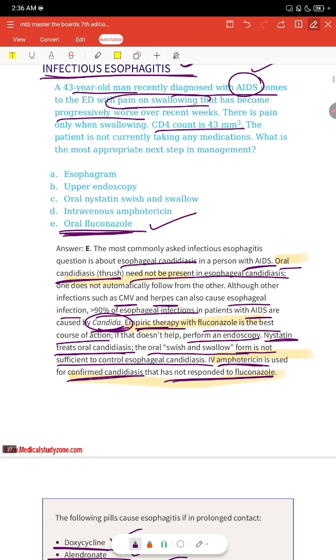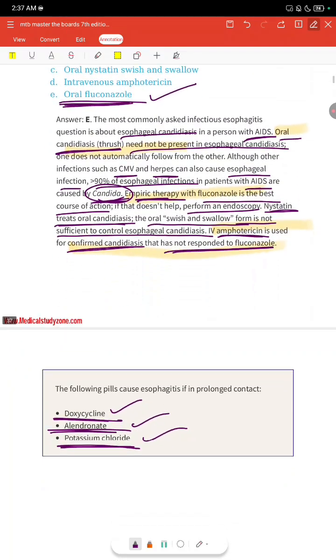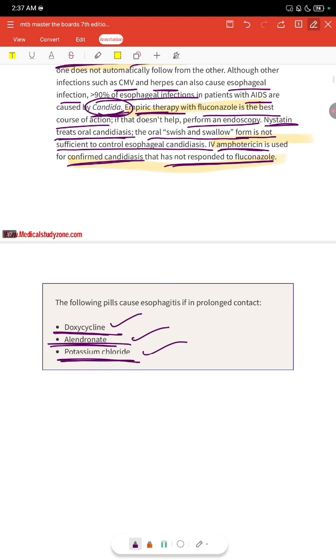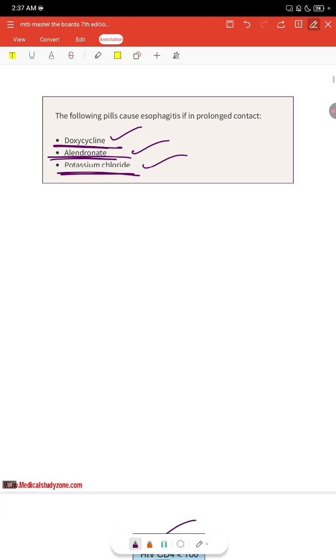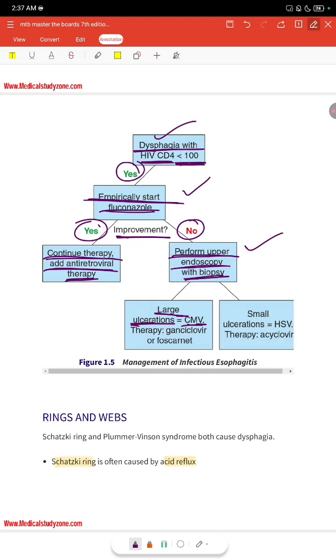In such cases, we already studied that in more than 90% of esophageal infections in patients diagnosed with AIDS are caused by Candida, but there is a fair chance that it might also be caused by CMV or herpes. So when you start the empiric treatment with fluconazole and it does not improve the symptoms, you perform upper endoscopy with biopsy. If the biopsy shows large ulcerations, it means that it is caused by CMV. If it shows small ulcerations, it means it is HSV.